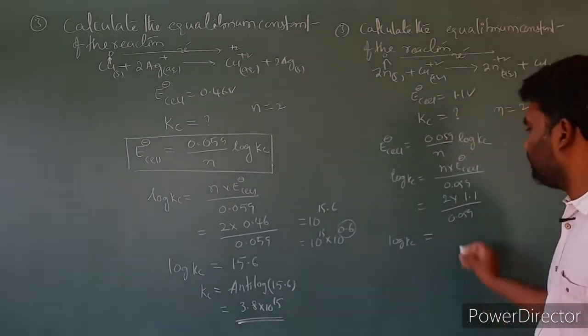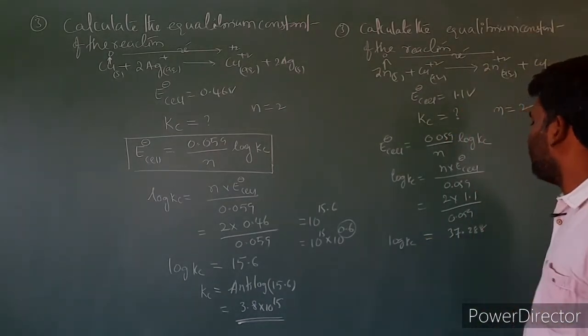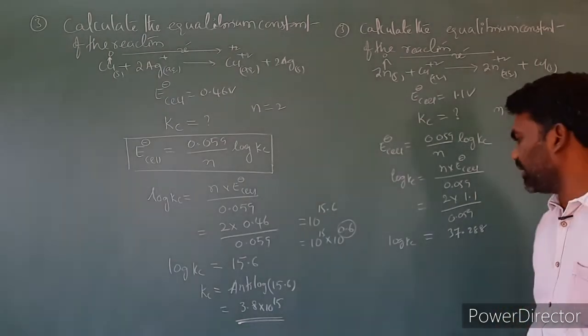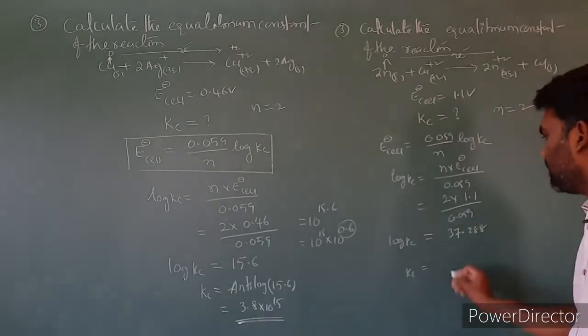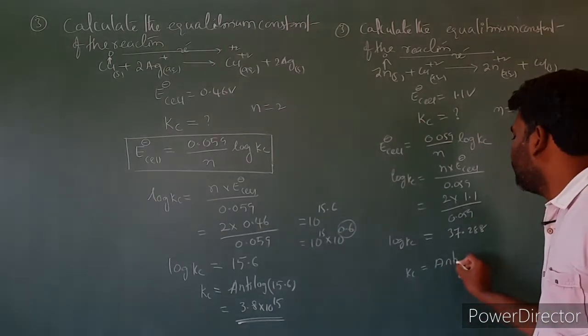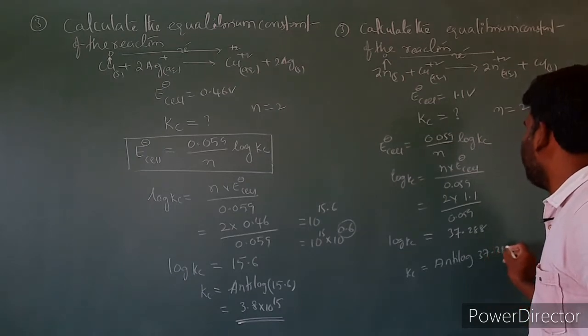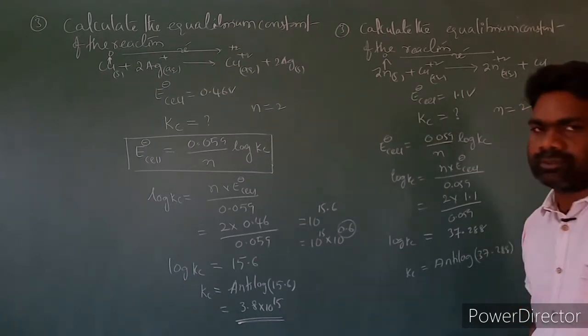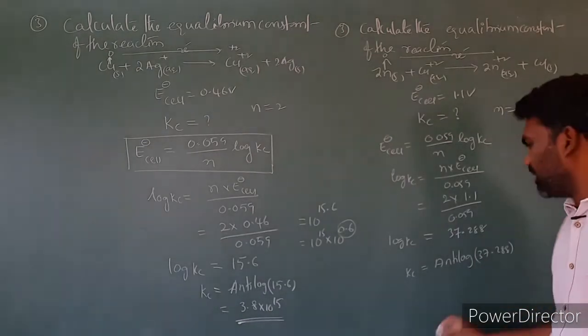Log Kc is equal to 37.288. Then we have to find out Kc. So Kc is equal to the antilog of 37.288. So we have to find out the antilog of 37.288. So I'm writing the direct answer.